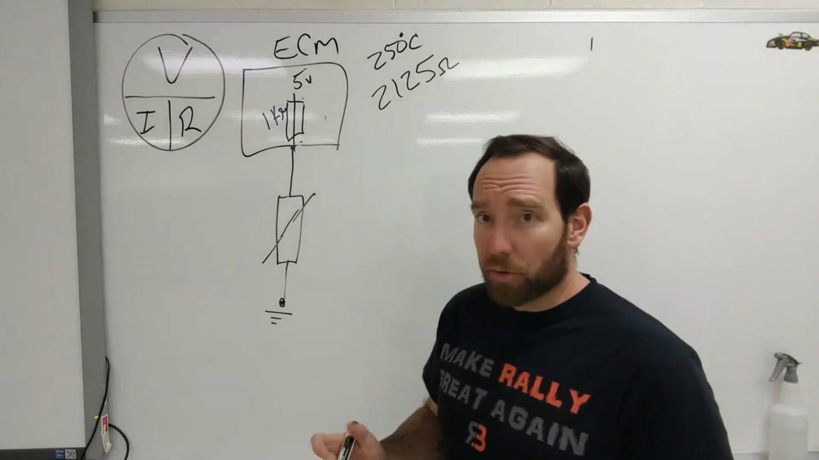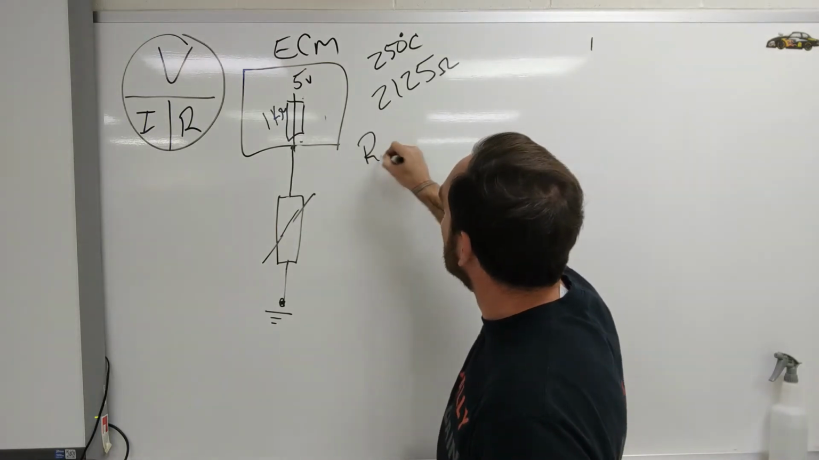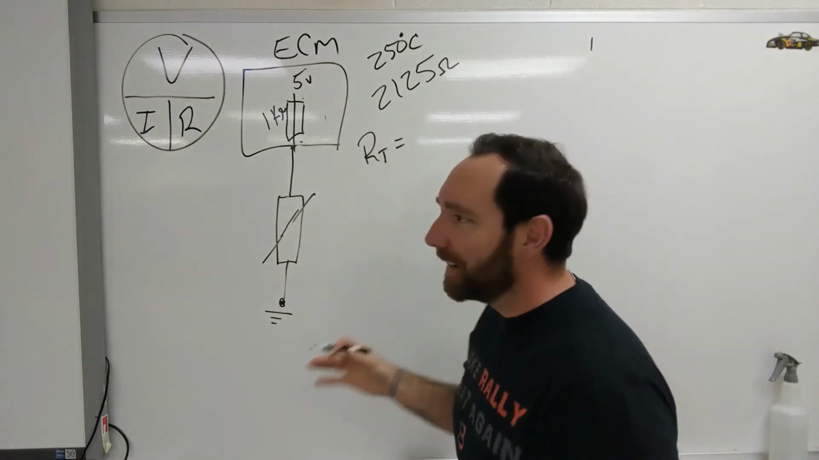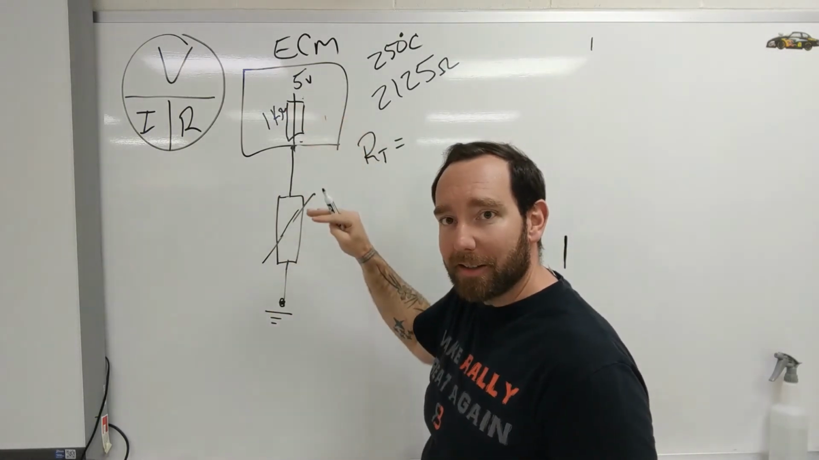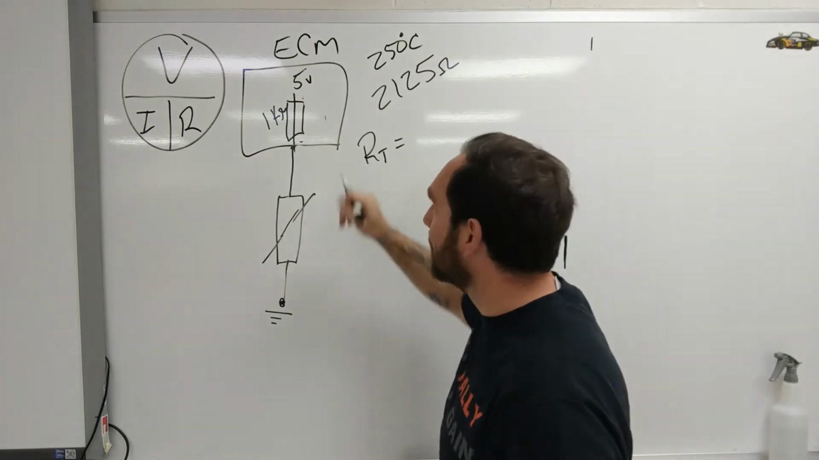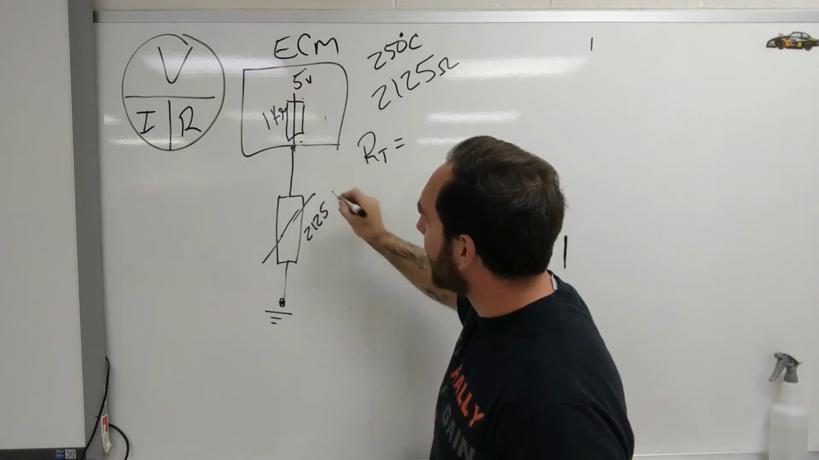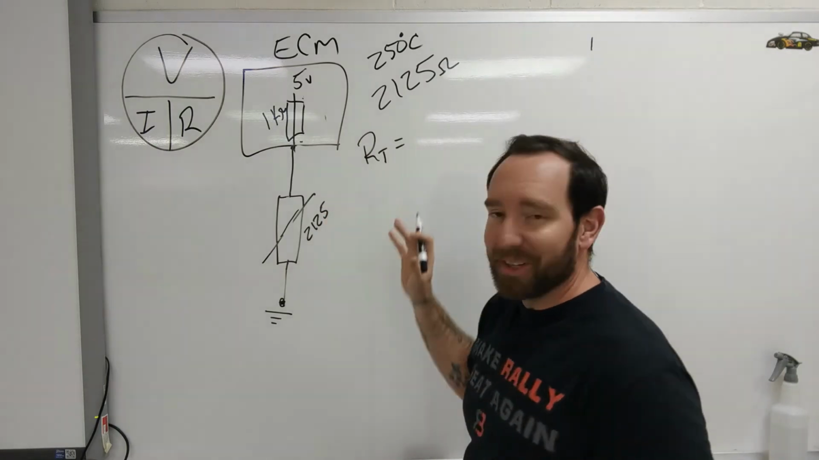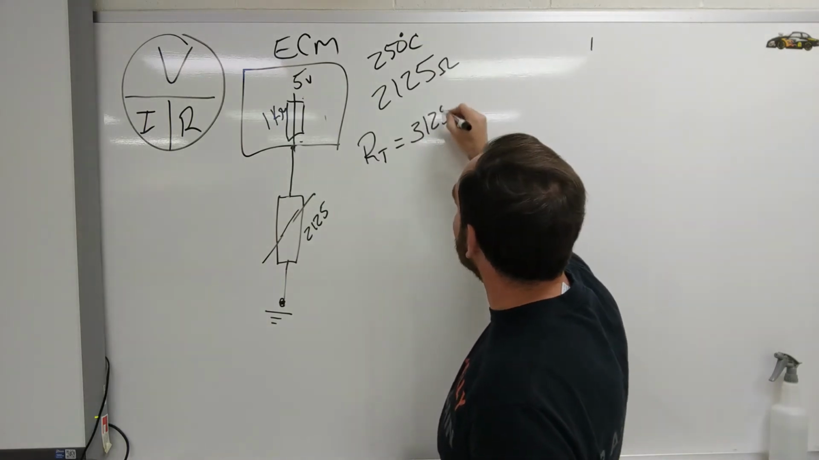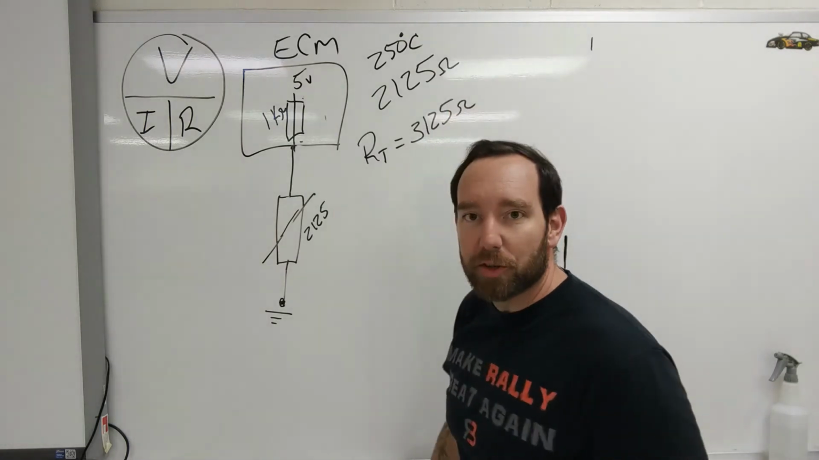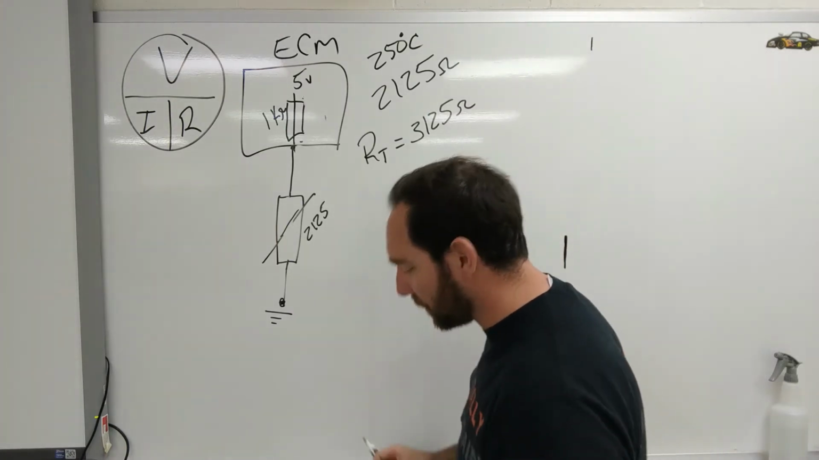Now, we need to calculate total resistance, so the entire resistance of this circuit. It's a basic series circuit, so we take one resistor and we add it to the other resistor, all right? We know this one's 1,000, and we just found out that this one's 2,125 ohms, okay? We simply add those two together, and what's that make? 3,125 ohms of resistance. That's total circuit resistance, easy, okay? So we know our first value.